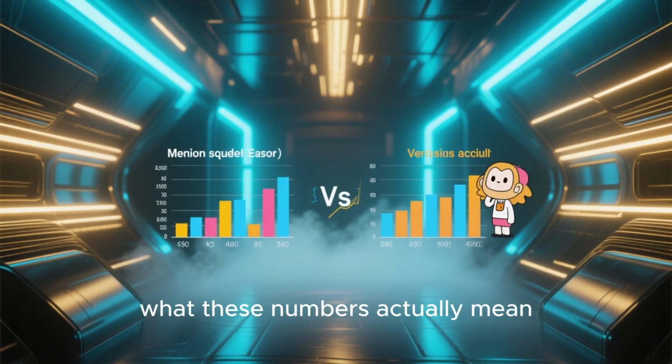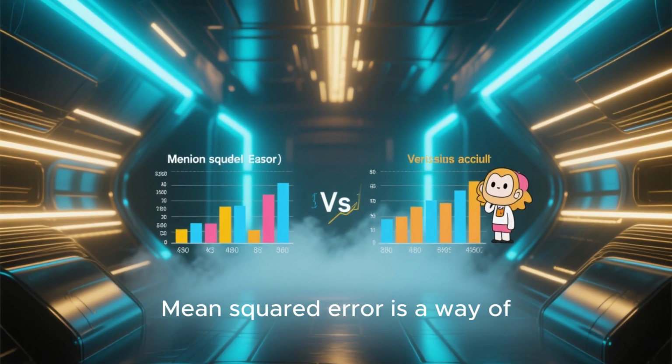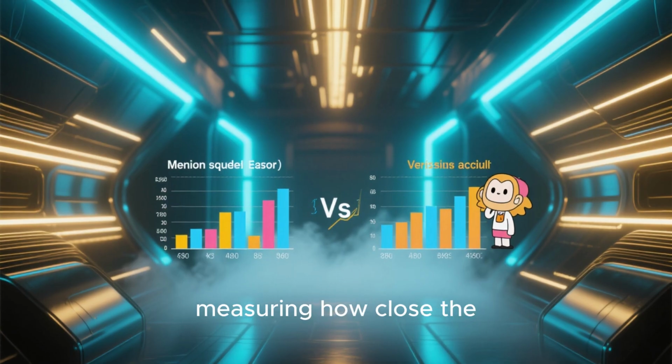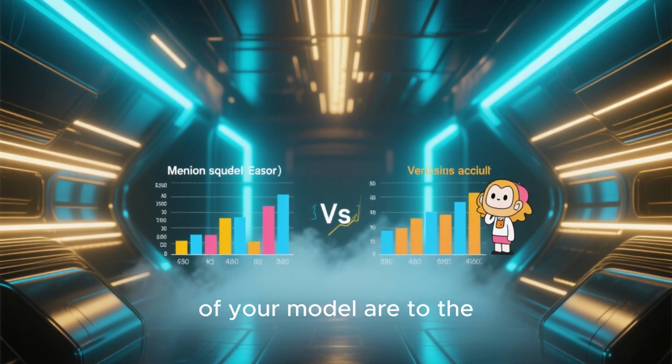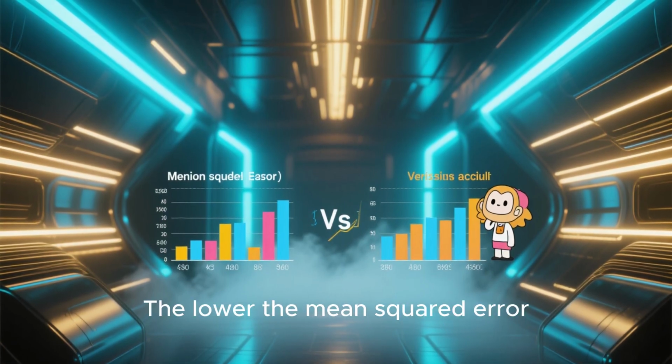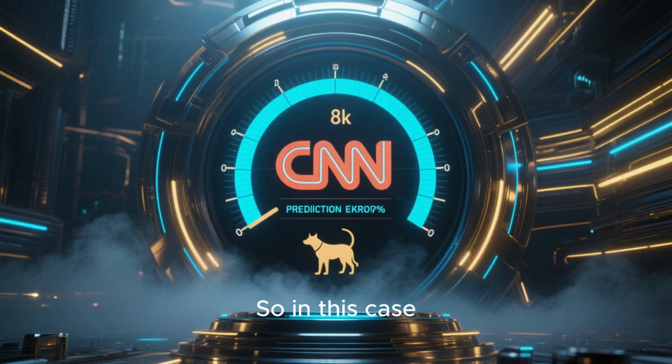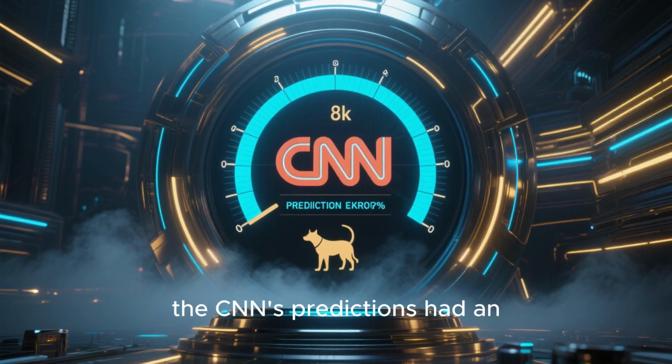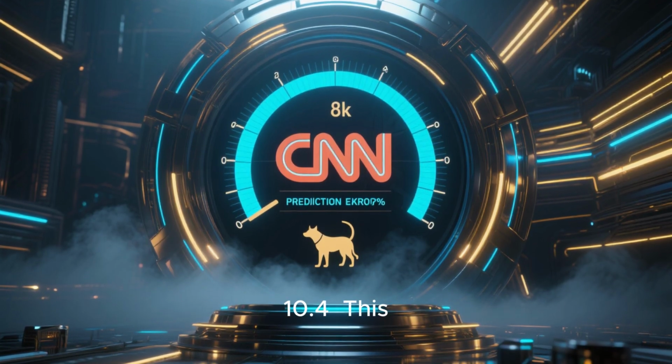Now you might be wondering what these numbers actually mean. Mean squared error is a way of measuring how close the predictions of your model are to the actual values. The lower the mean squared error, the better. So, in this case, the CNN's predictions had an average mean squared error of 10.4.